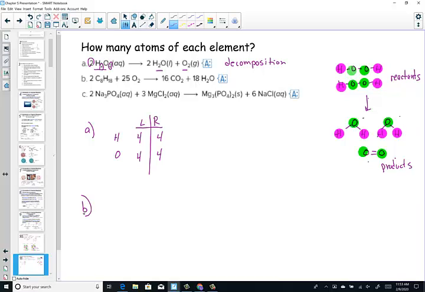Let's look at letter B. I notice that I have a hydrocarbon. Hydrocarbon is a compound composed of carbons and hydrogens. This would be called a fuel. It's an octane. Hear that oct for carbon 8? We see that it's being placed in with oxygen. Out comes carbon dioxide gas.